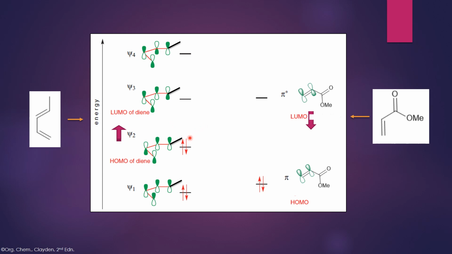And now we can see that the energy separation between the HOMO of the diene and the LUMO of the dienophile will be less, and there will be interaction between them more readily than in the unsubstituted diene and dienophile, due to this small energy separation. That is why we have already said that a diene substituted with an electron releasing group and a dienophile substituted with an electron withdrawing group promotes the Diels-Alder reaction. We have already seen this in the last video.